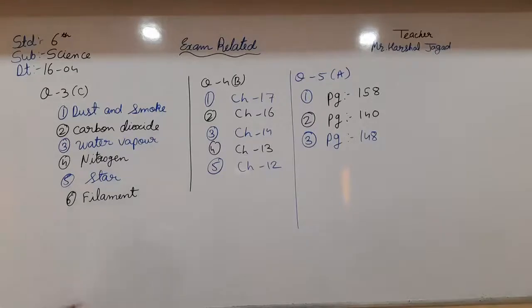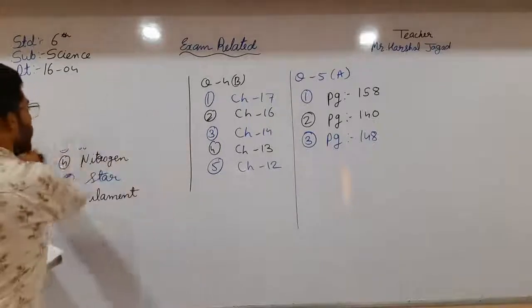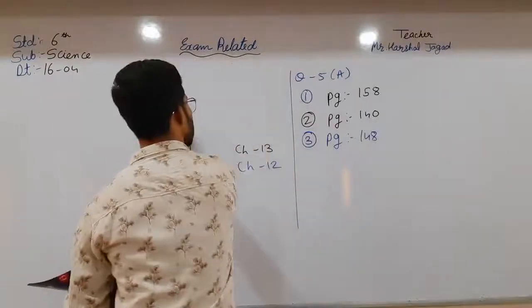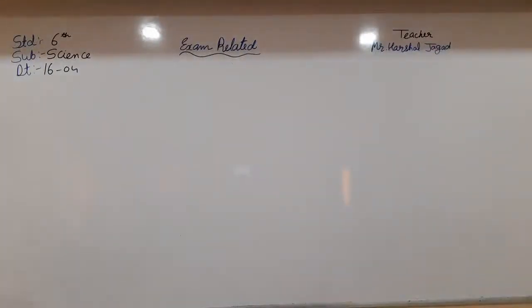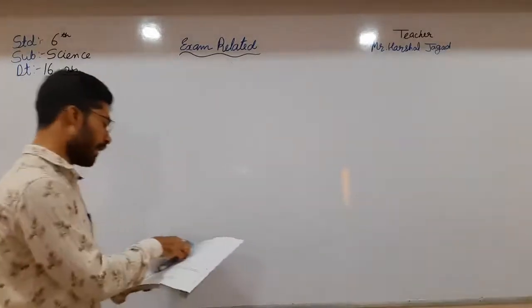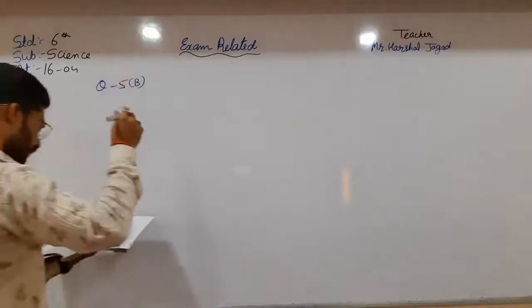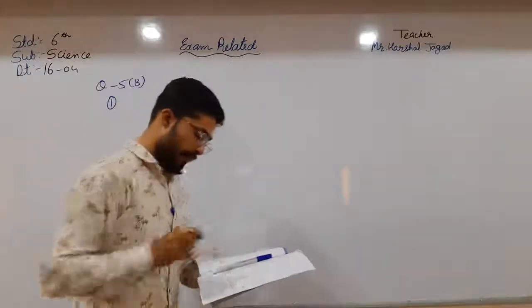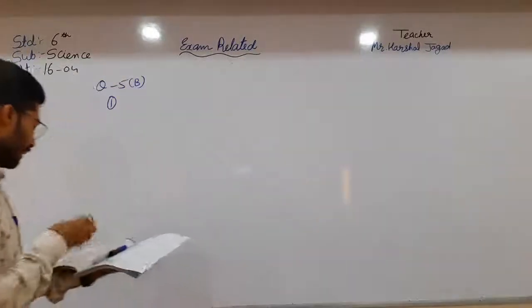So here, question number 5b, which is the last question of this paper, that is question number 5D. The first one: what features make the camel the ship of the desert? That is from chapter number 10.